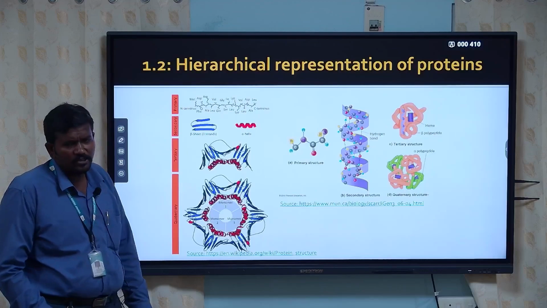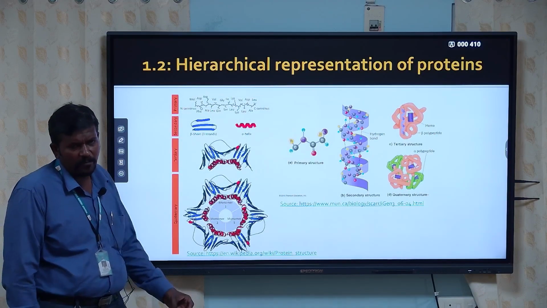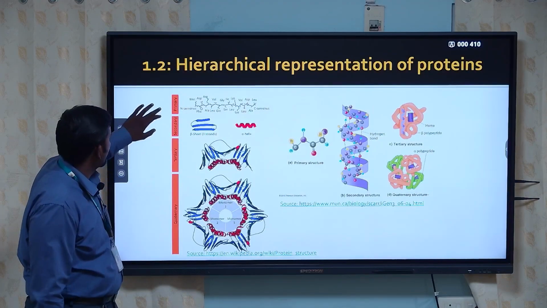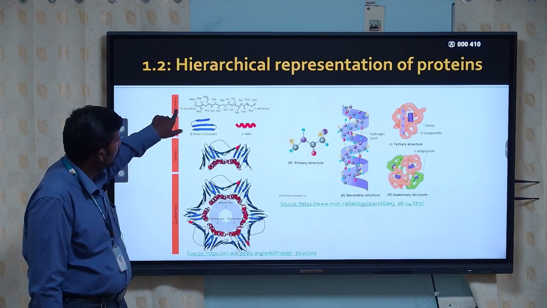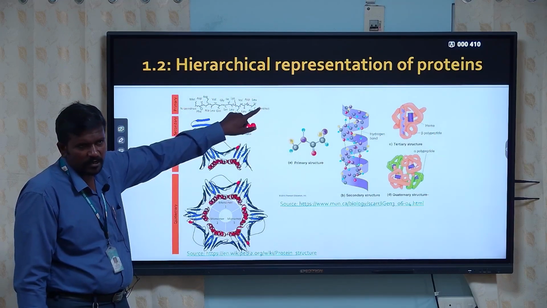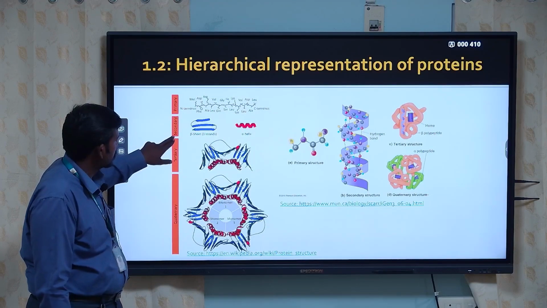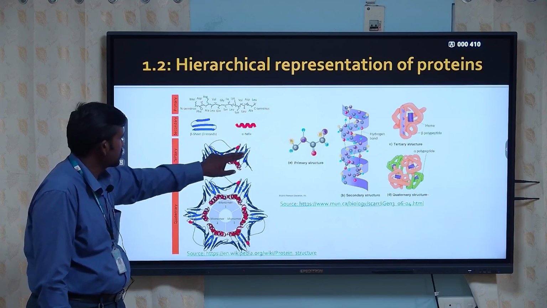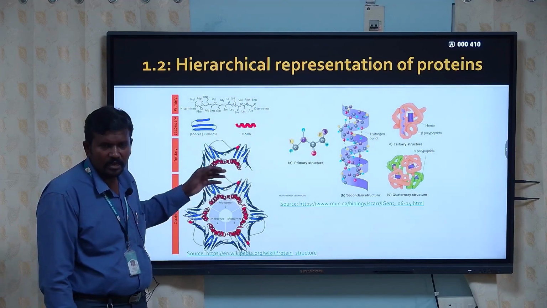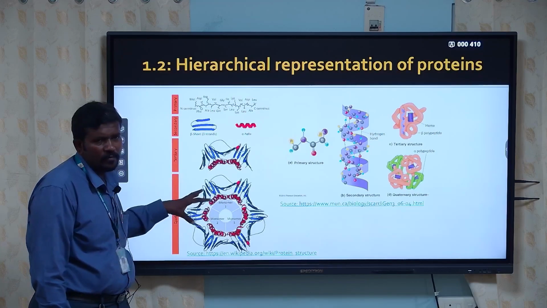So for the hierarchical representation of proteins, there are basically four types, like primary, secondary, tertiary and quaternary. The primary is nothing but the amino acids connected with polypeptide chains, that is, peptide bonds. Then it goes to the secondary structures, one is the beta sheet and the other is the alpha helix. Then it goes to the tertiary structure, which forms a proper structure. Next is the quaternary structure, which is the combination of tertiary structures.